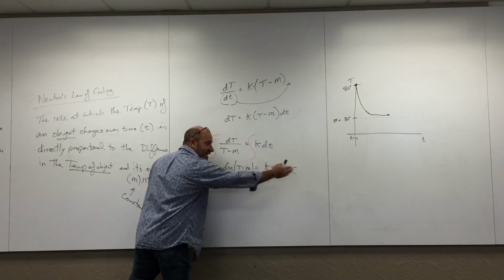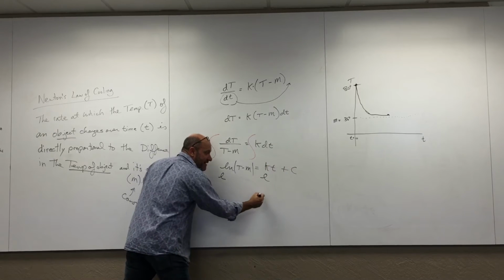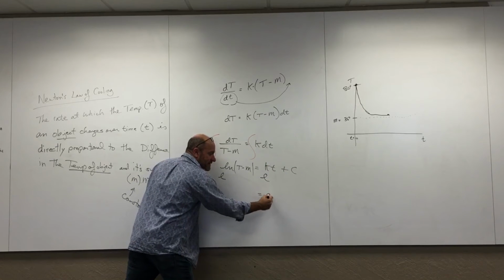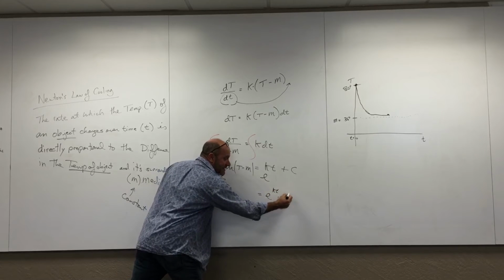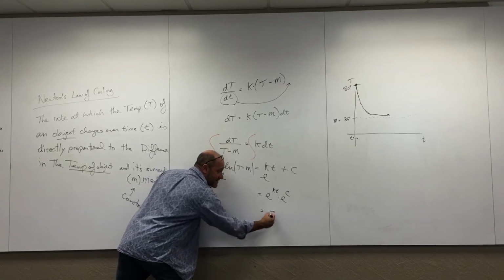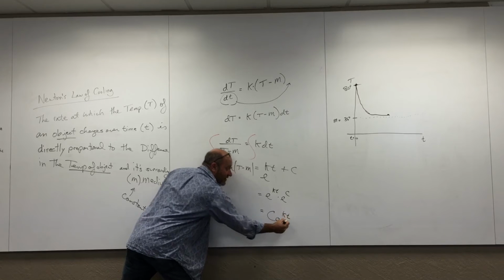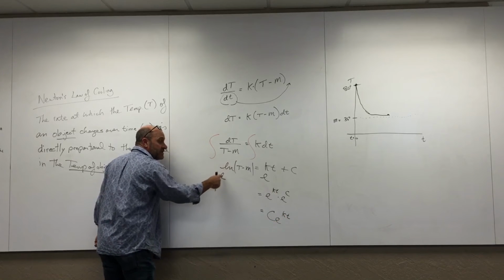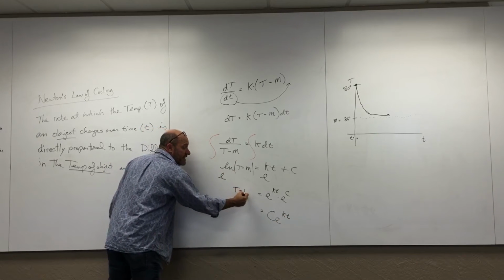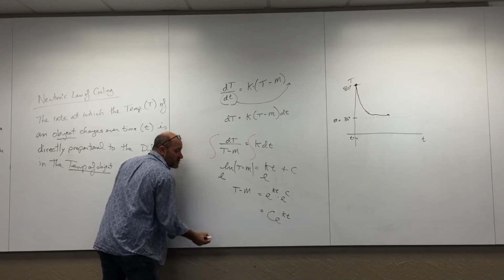And what do you do on this side? You guys have done it two or three times now. It's e to the kt times e to the c, which ends up being c e to the kt. Now what about on this side? The e and the log cancel. You're left with the T minus m. So really, to get T, there's one more move.